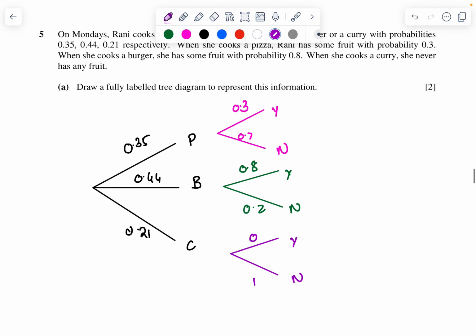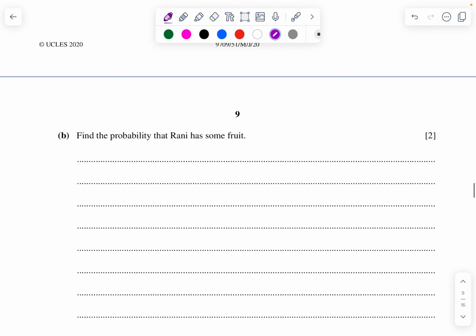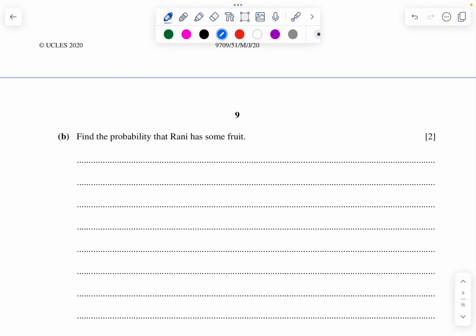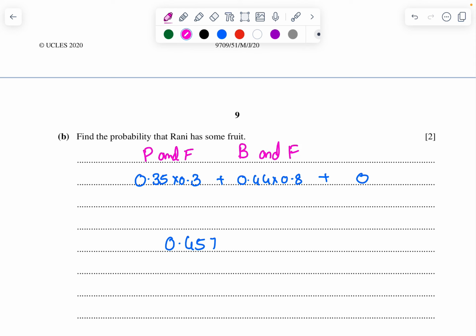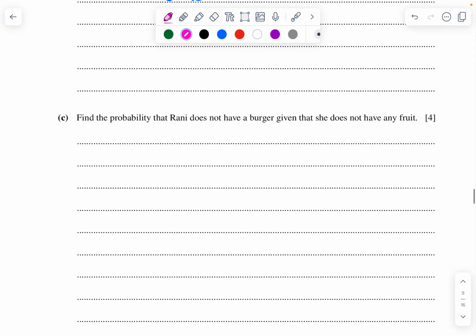Draw the full tree diagram, we have done that. Find the probability that she has some fruit. What if she has some fruit? She can have pizza and a fruit, or burger and a fruit, or curry and a fruit, which is 0. So this is going to be 0.457. That's going to be the answer.